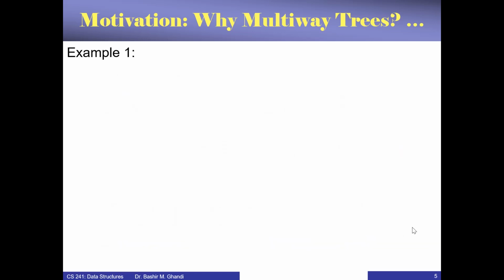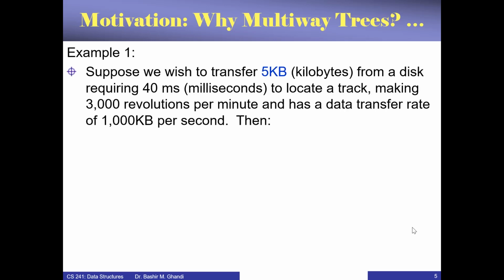Let's take an example of what this actually means in terms of a real disk. Suppose we wish to transfer 5 kilobytes of data from a disk, and the disk has the following properties. 1, it requires 40 milliseconds to locate the track. So the seek time for our disk is 40 milliseconds. The disk makes 3,000 revolutions per minute. So this is the property of our disk.